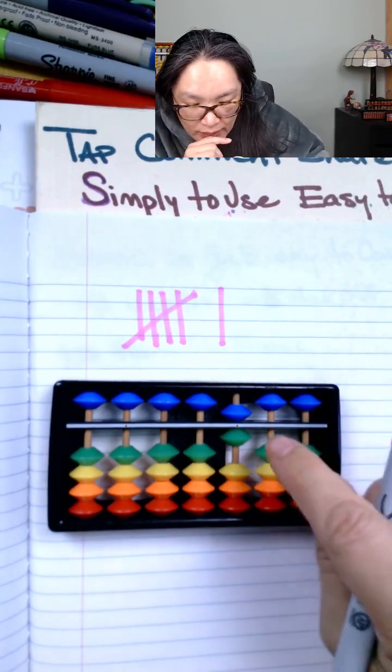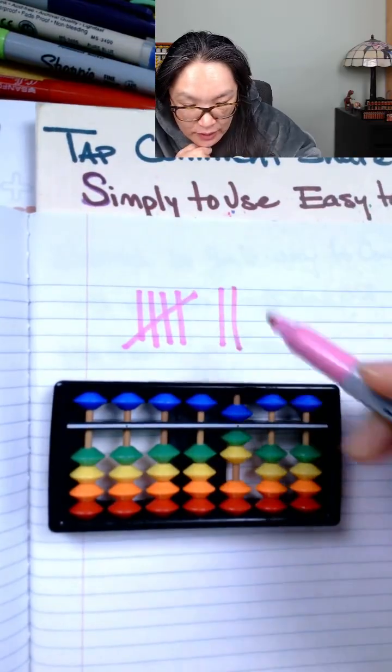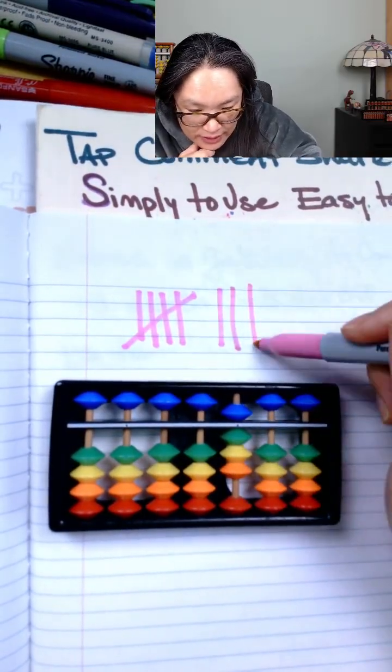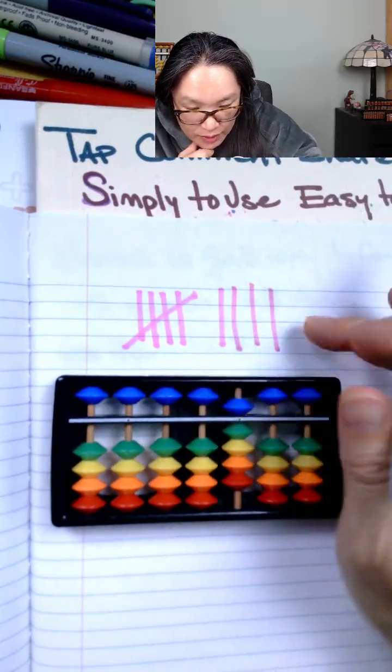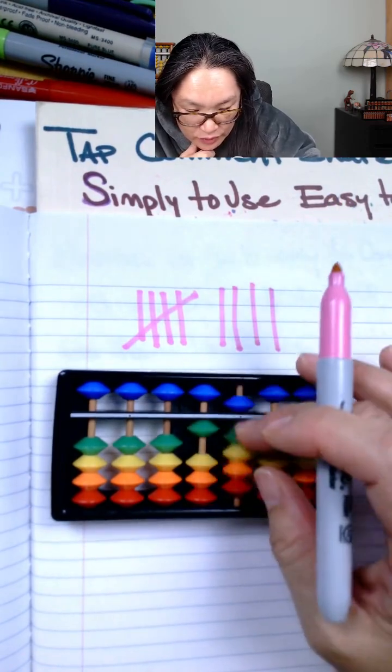So we have 7, right? We have 7, just like this. And then there's 8, and then there's 9. But notice now we have our tally mark. We do a 10, but we don't do 10 like that. We do 10 like this.